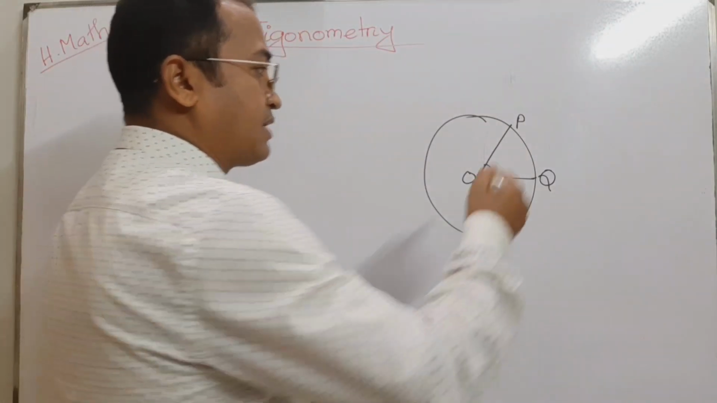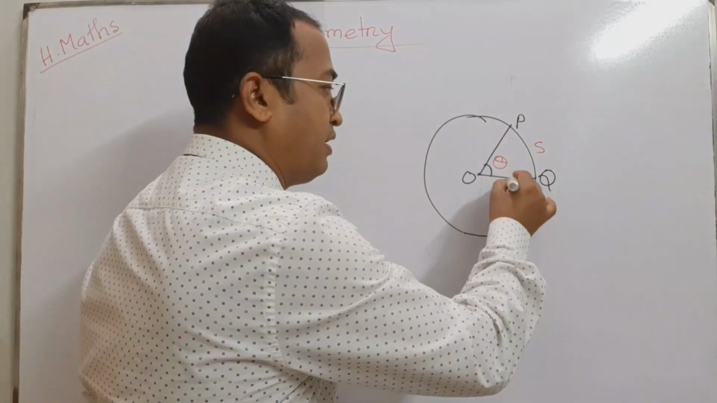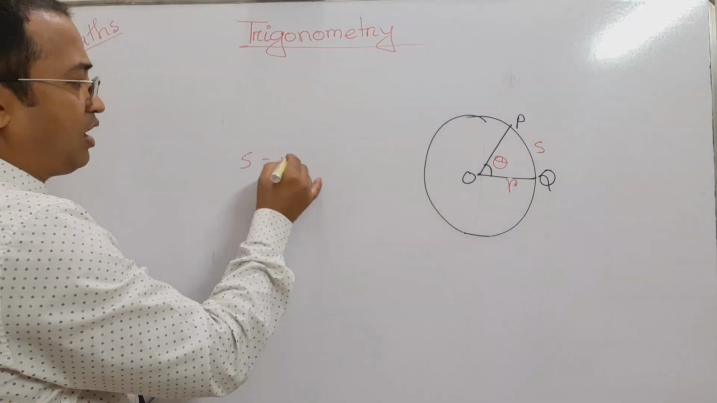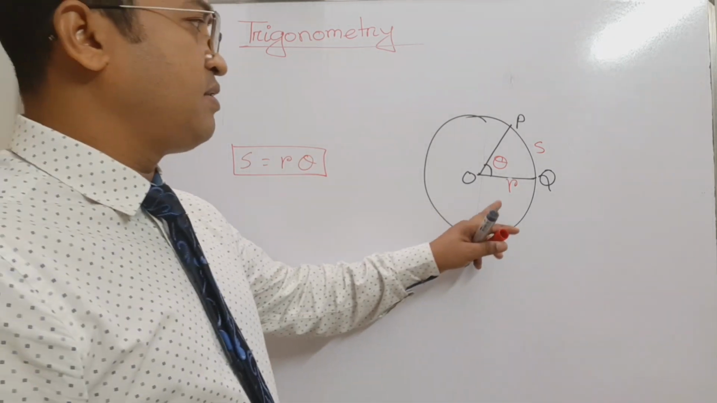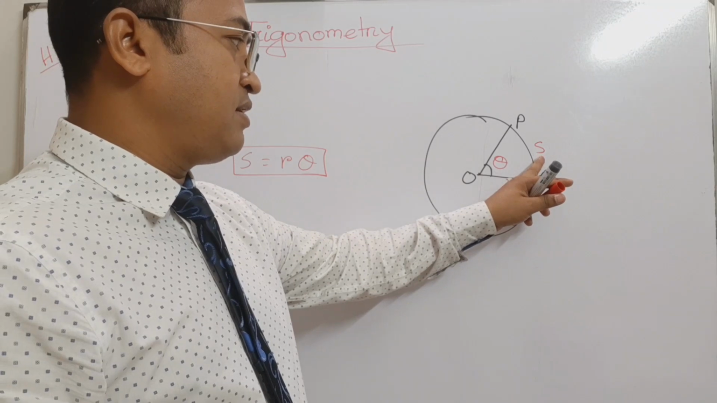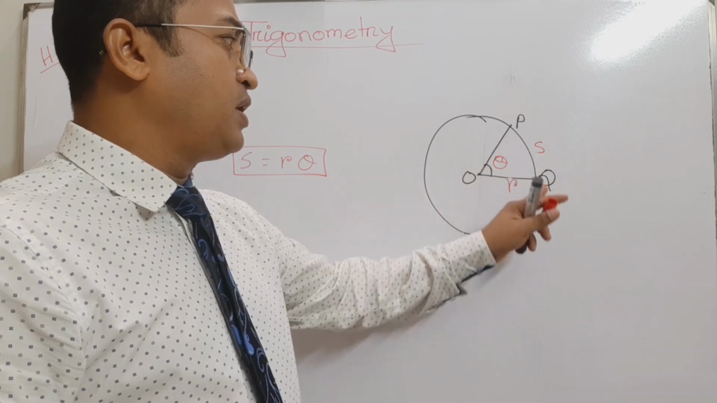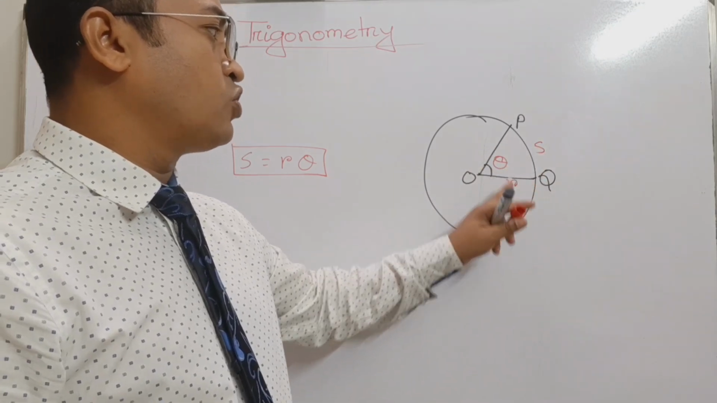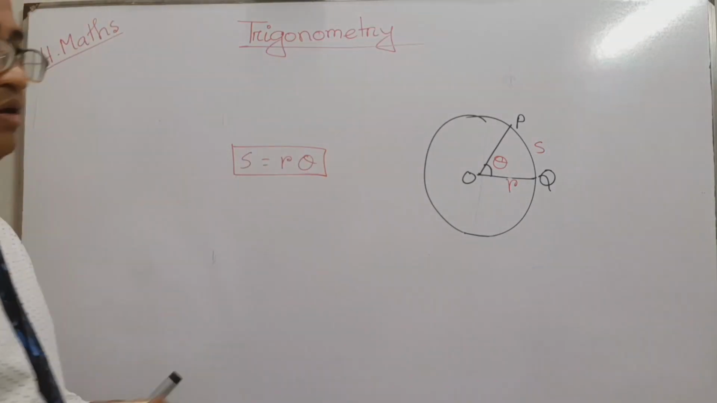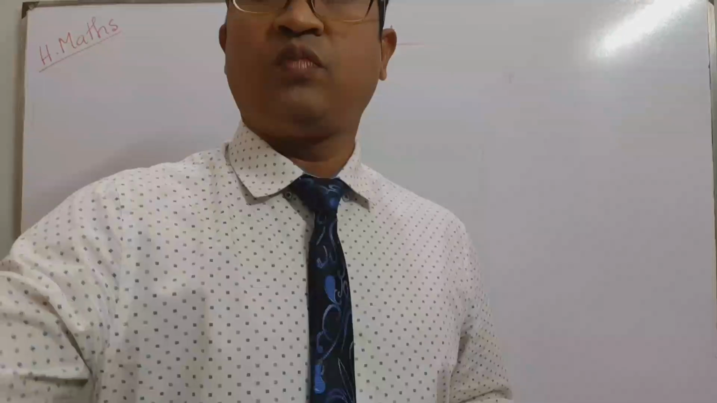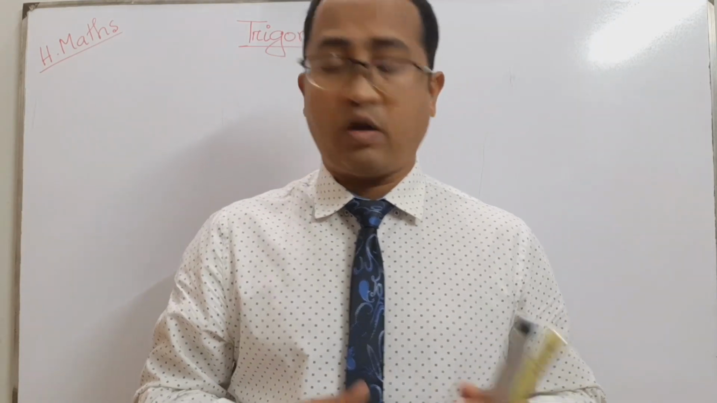If any arc S produces an angle theta at the center of a circle of radius r, then S is equal to r theta. This is proposition 5. That means if the length of PQ is S and OQ is r, that is the radius, and this arc PQ produces an angle theta, the relation between theta and the arc is S equal to r theta. This is proposition 5. Now I will discuss the trigonometric ratios of an acute angle.